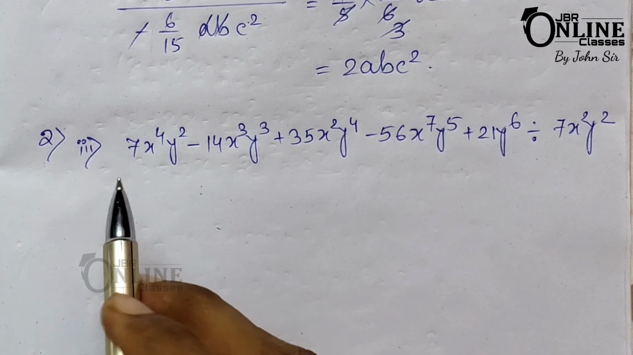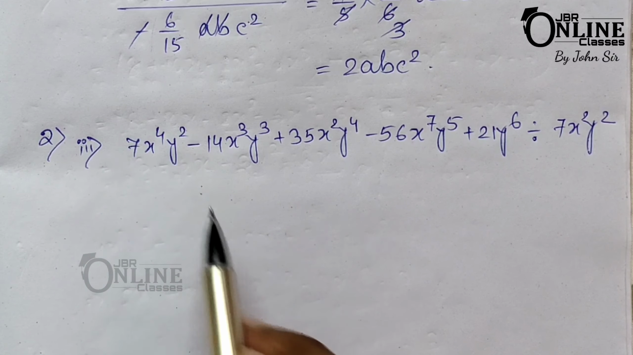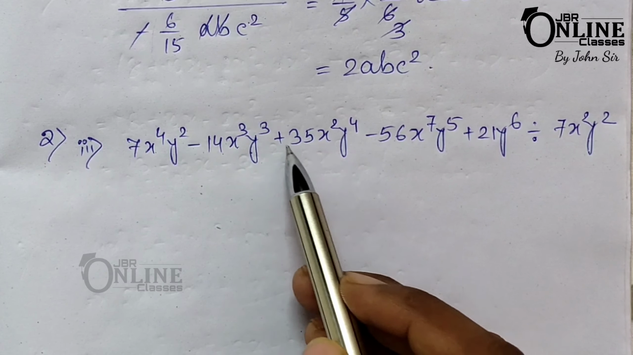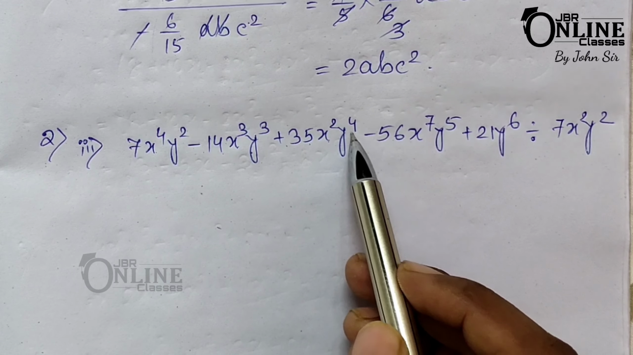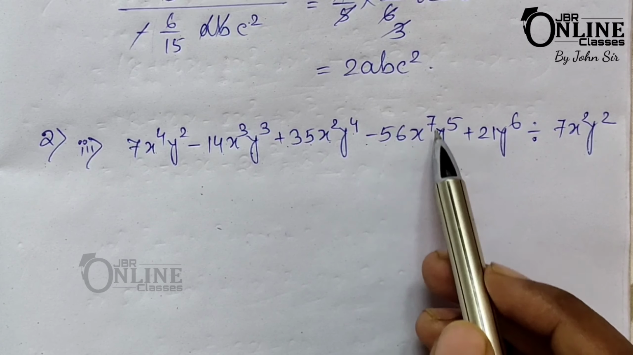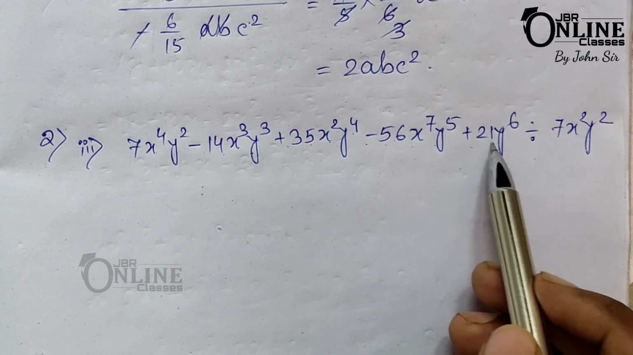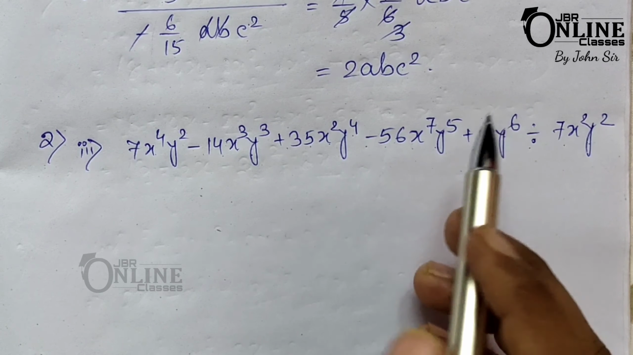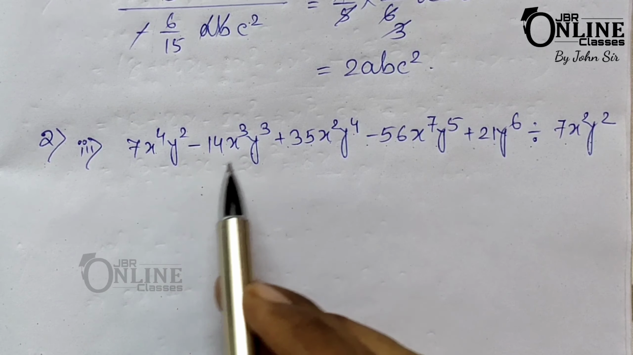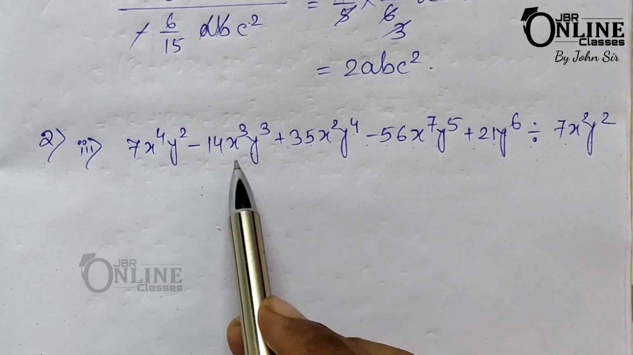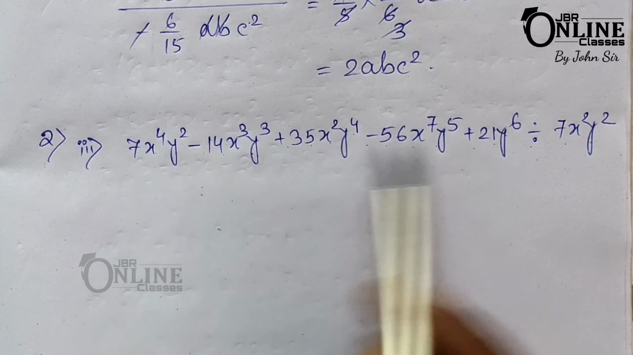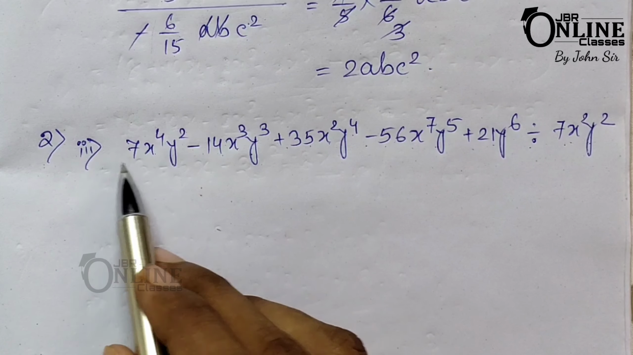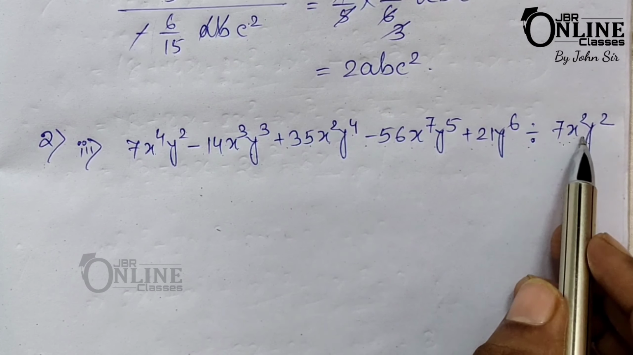Now sum number 2. In sum number 2-3, you have to divide 7x to the power 4 y square minus 14x cube y cube plus 35x square y to the power 4 minus 56x to the power 7 y to the power 5 plus 21 y to the power 6 divided by 7x square y square. So in multiplication, you have to multiply each and every term from the first with the last one. Here also you have to divide each and every term by 7x square y square.